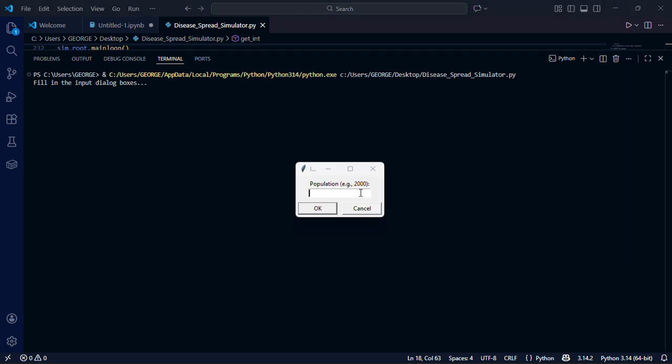Okay, so my first input is to label my population size. So I'm going to use 2000. The number of days of simulation maybe 30. Initial infected, I'm going to use 20. Rate of infection, I'm going to use 0.4. Recovery rate, I'm going to use 0.1. Vaccination rate, 0.02. Lockdown day, I'm going to use 15. Lockdown effectiveness, so maybe 0.5.